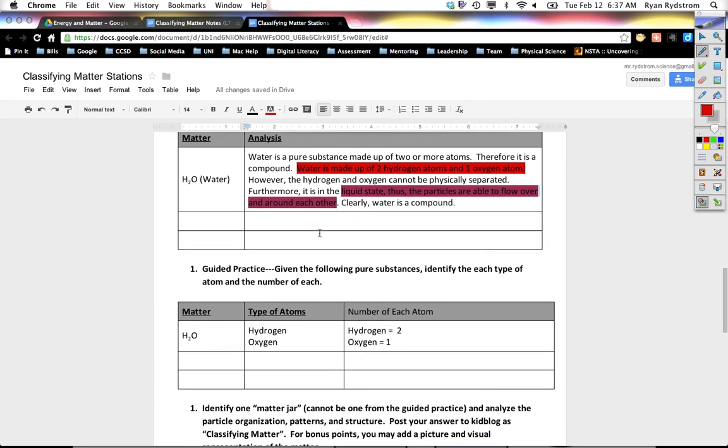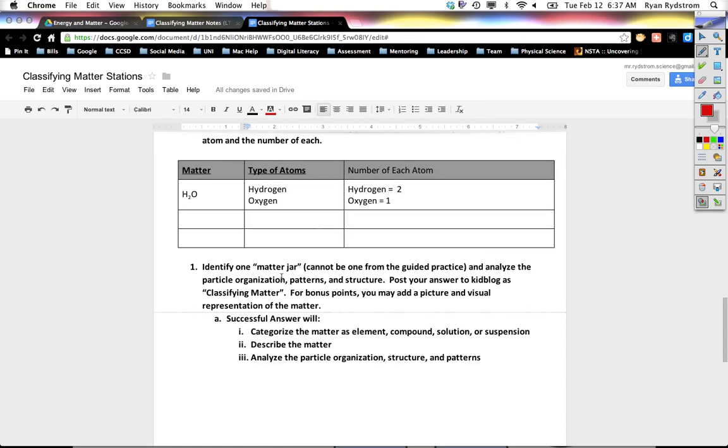When you're completely done, you're going to have to go through and identify one matter jar, which cannot be from the guided practice, and analyze the particle organization, patterns, and structures. Then you will post your answer to KidBlog, and that will be your analysis portion. The successful answer right there, there's 3 things that I'm looking for. You're going to categorize it, describe it, and analyze it, the matter that you choose.